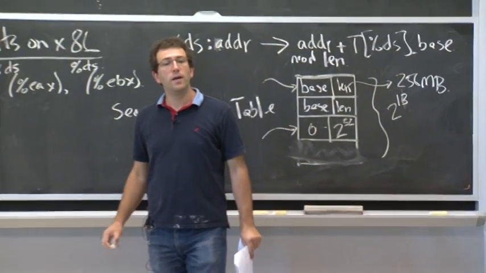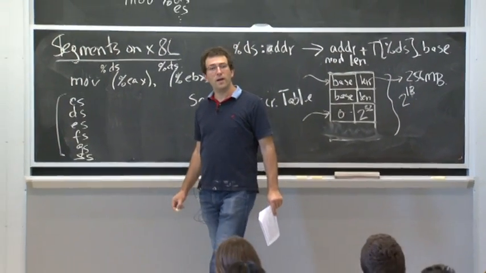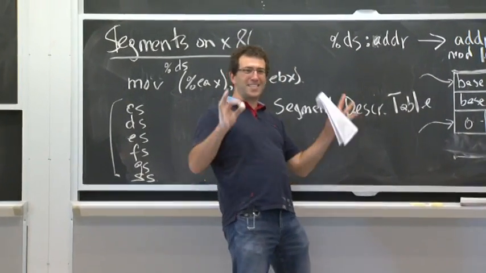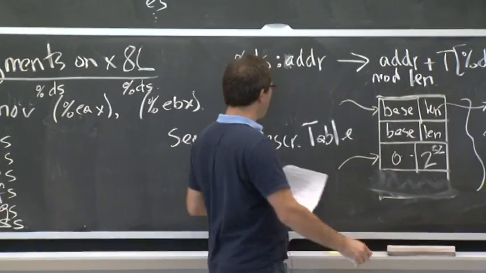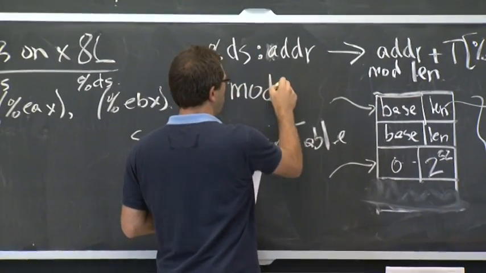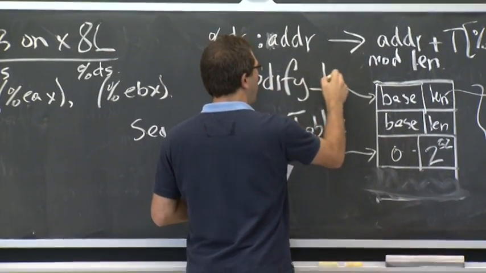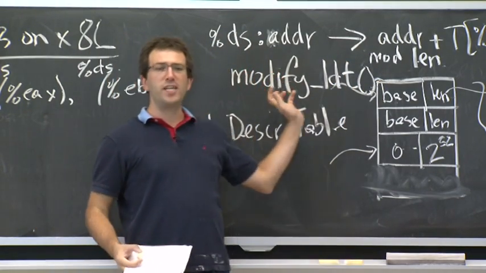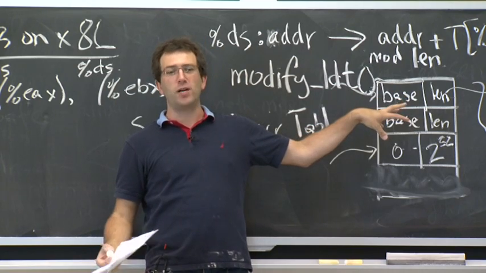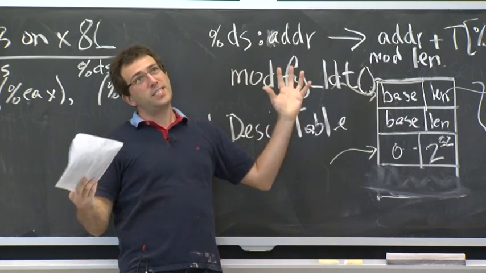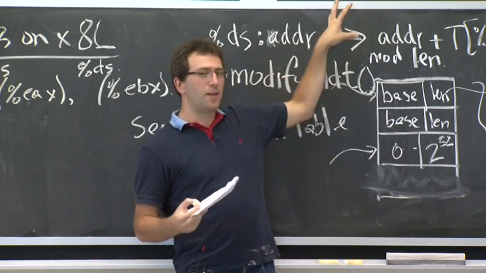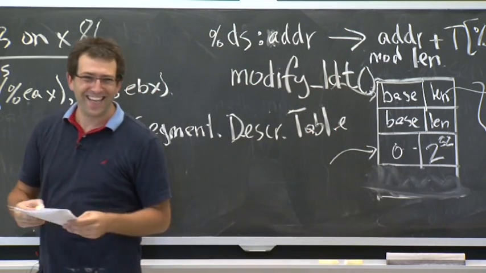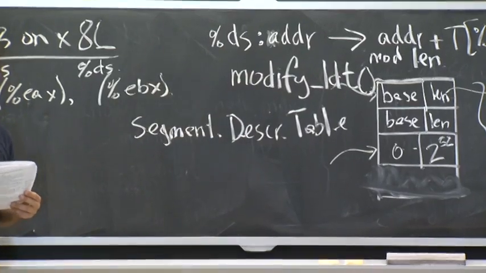Question? In order to set the table up with the base and length, you need to be root? No, actually, it's pretty cool. There's something that you don't have to be root for. On Linux, there's a system call, I think it's called modify_ldt, for local descriptor table. And it lets any process modify its own table. These tables are actually per process. Well, as with everything in x86, it's actually more complicated. There's a global table, and there's a local table. But the local table is per process, and you can modify that one. At least, yeah. Make sense?